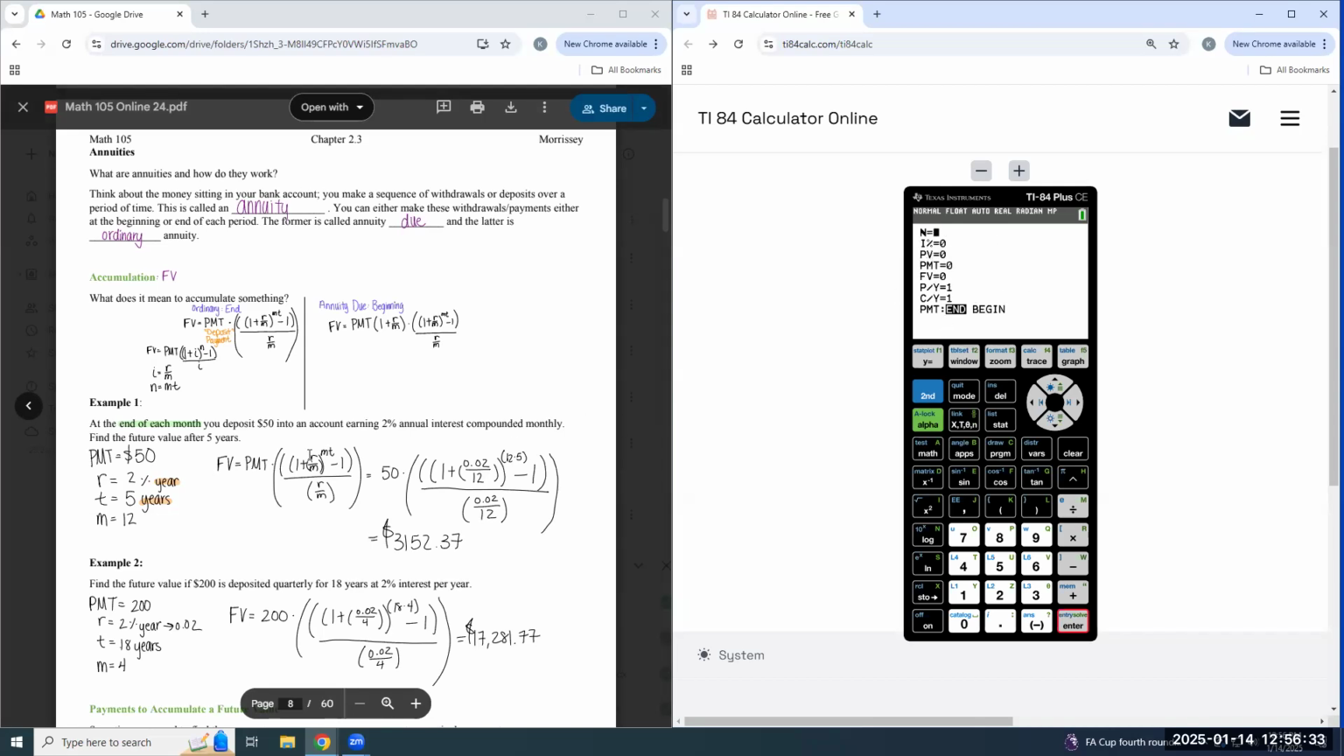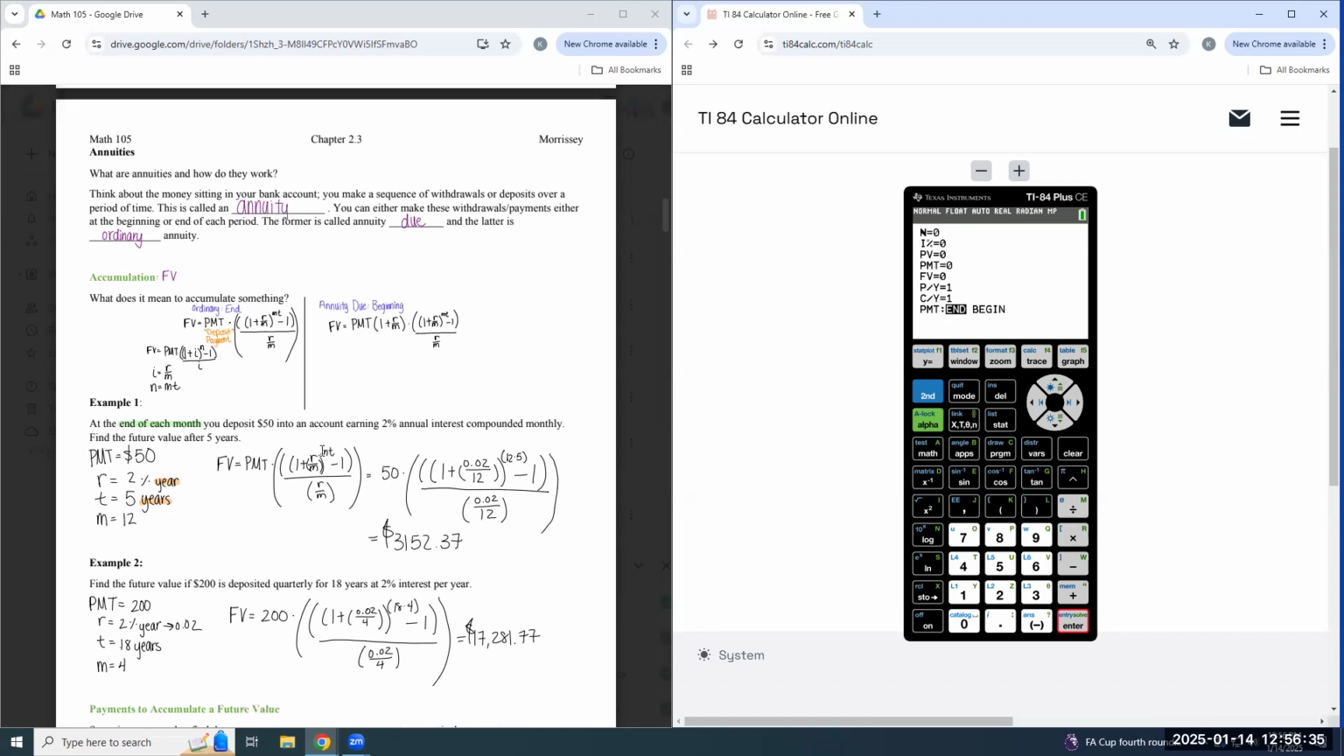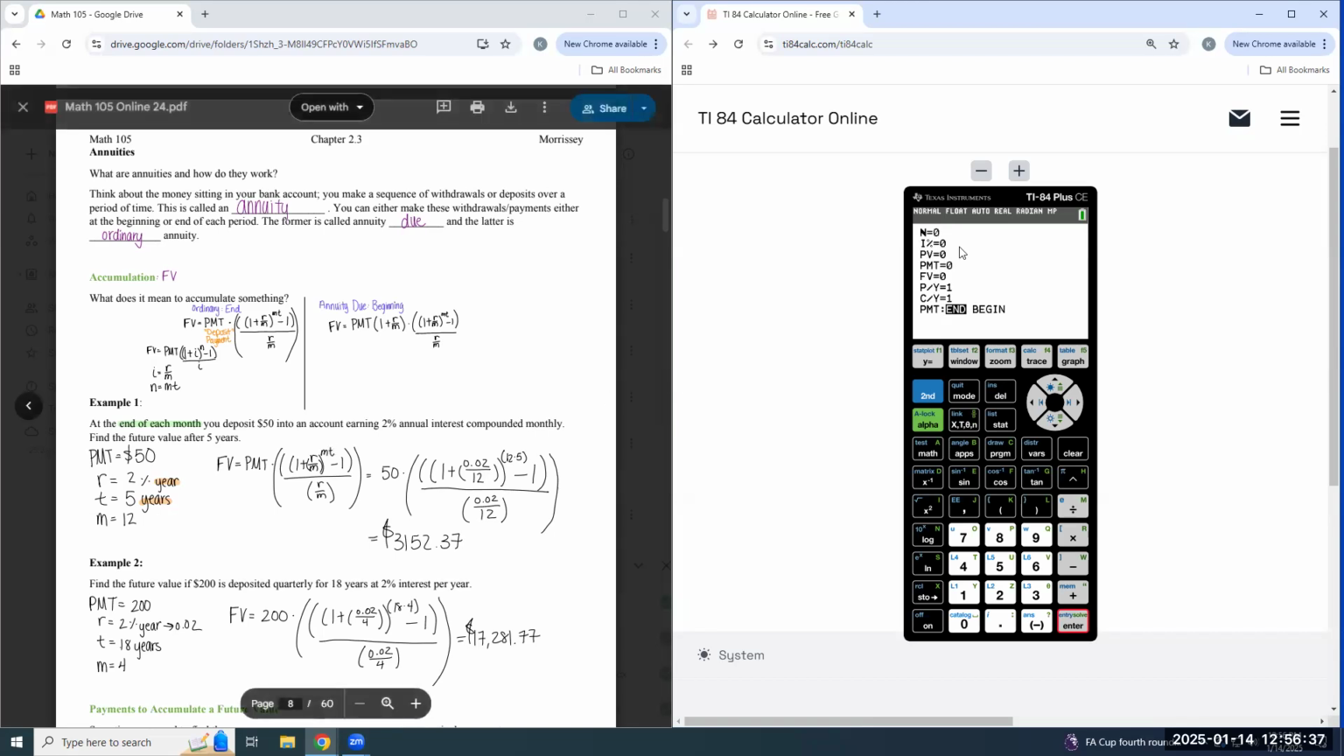So N is referring to the multiplication between m times t. I is just your interest rate as a percent. PV is your present value. PMT can be either in the form of deposits or withdrawals. And then future value is just going to be just that, FV. And then P/Y, C/Y is really just going to be how often you're compounding.